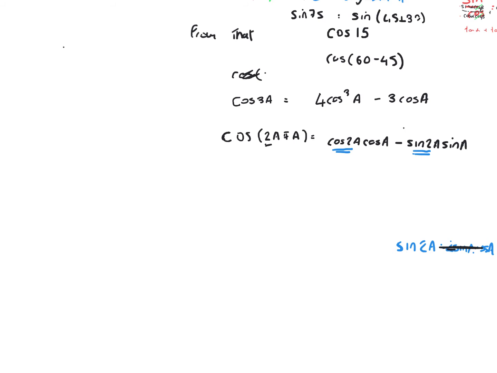Okay, let's try that again. This pen's giving me a bit of bother. So sine 2a is equal to 2 sine a cos a. Okay, that is slightly better.